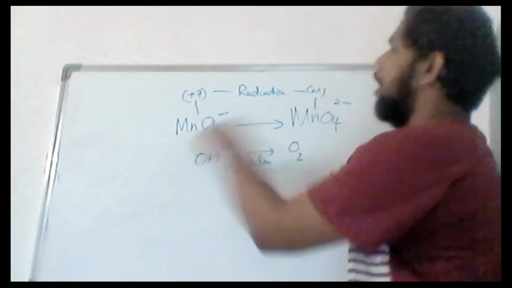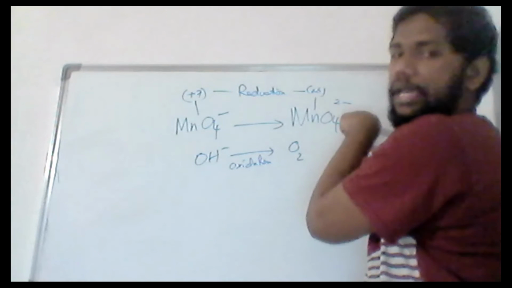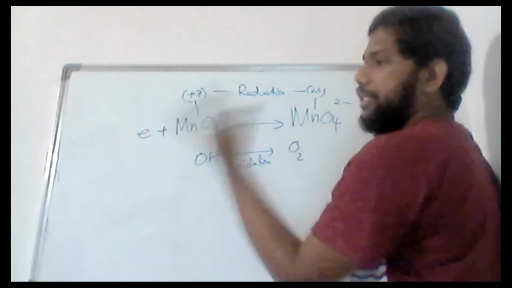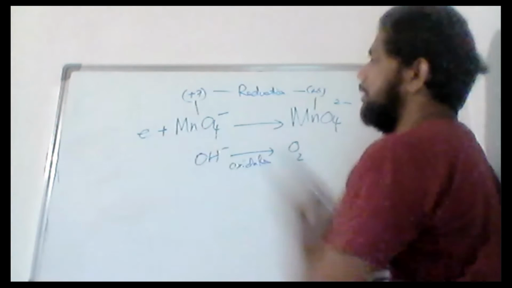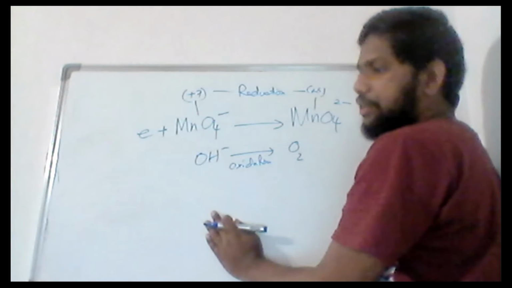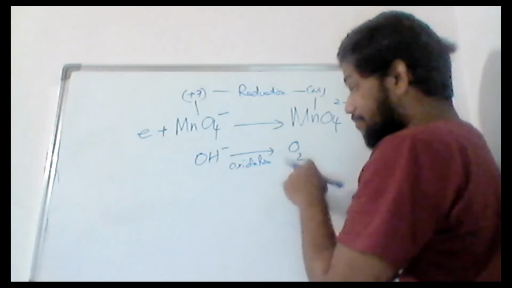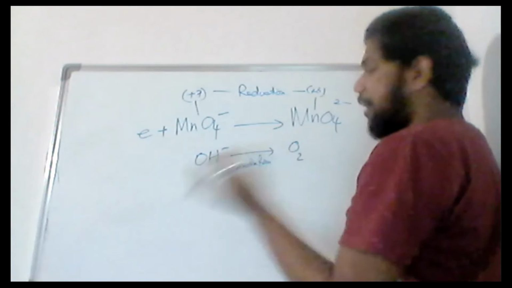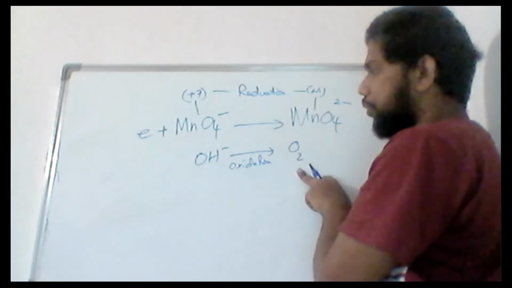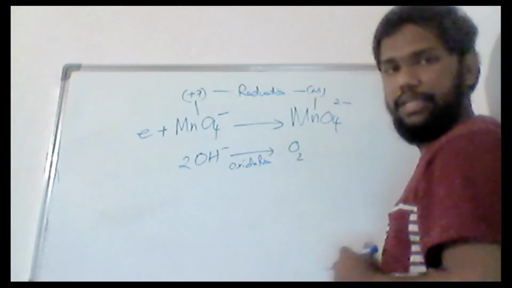Here the atoms are balanced. Here this is +7, here this is +6. So you have to just add one electron to the left side. So it is -1, -1 is -2, and here there is -2. Mass is balanced, charge is balanced now. In the same way, here there is OH minus, and it is oxidized to O2. So first you need to balance the mass. Now try to understand this. There is only one oxygen here, there are two. So to balance the mass, you can put two here. That is okay, that is fine.